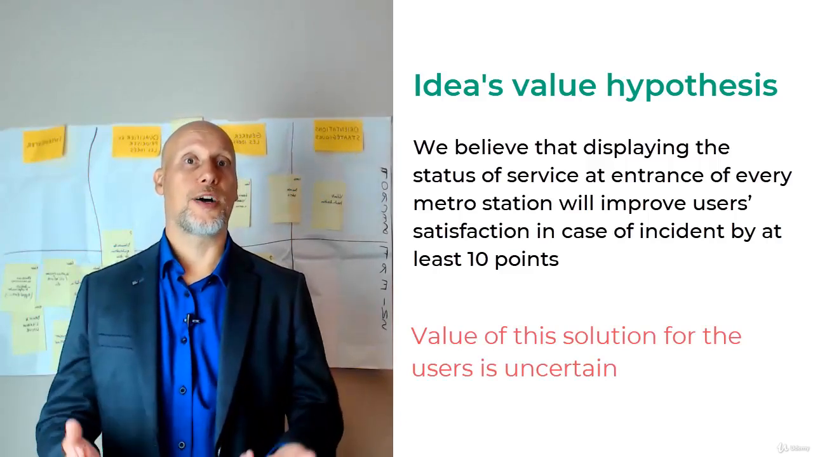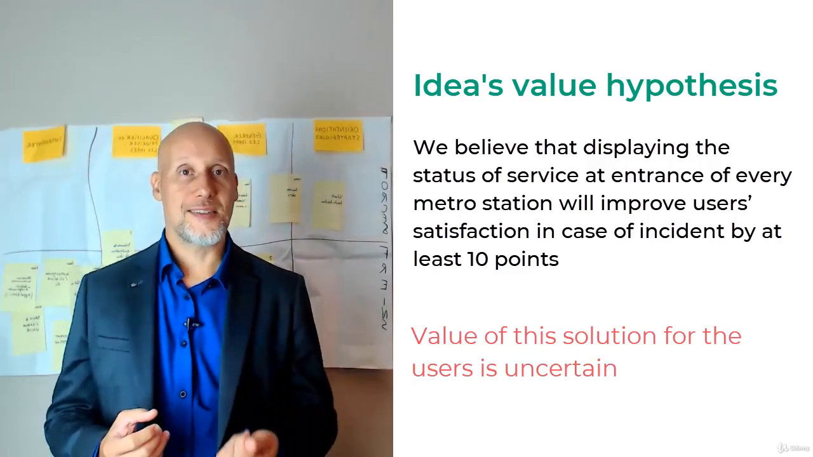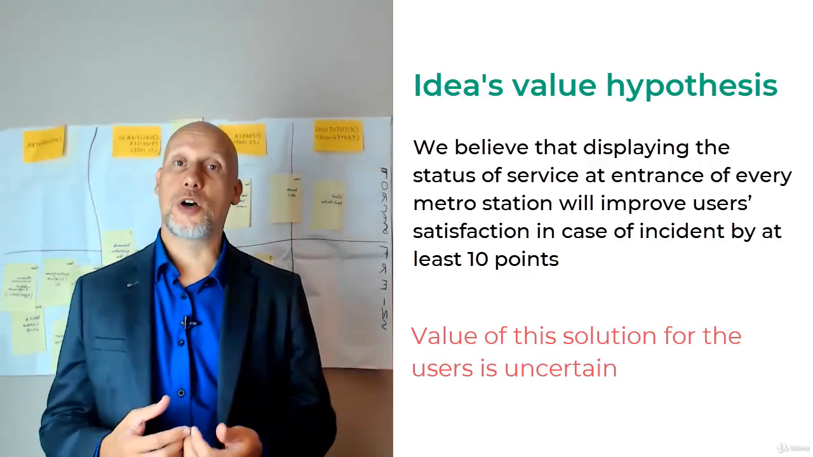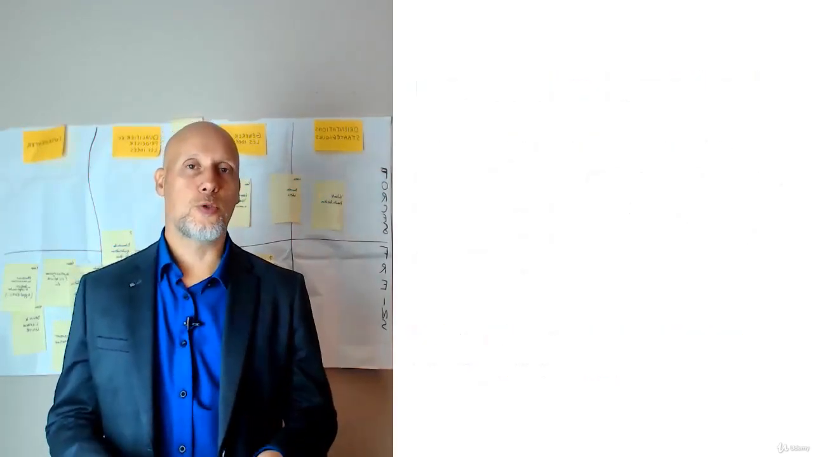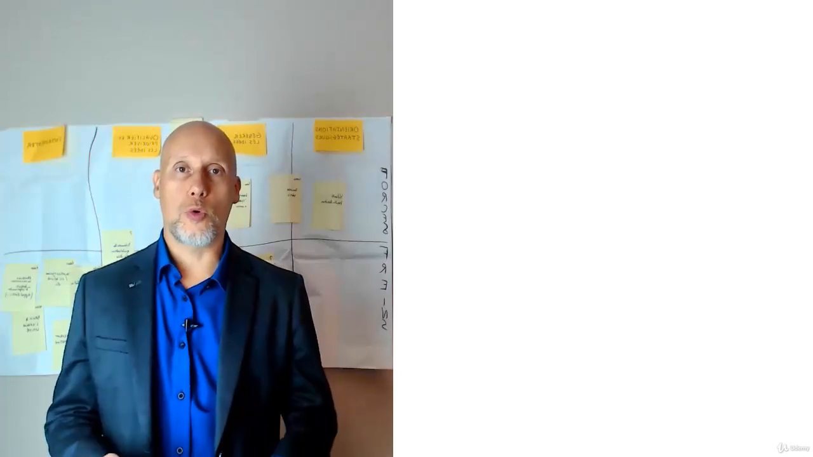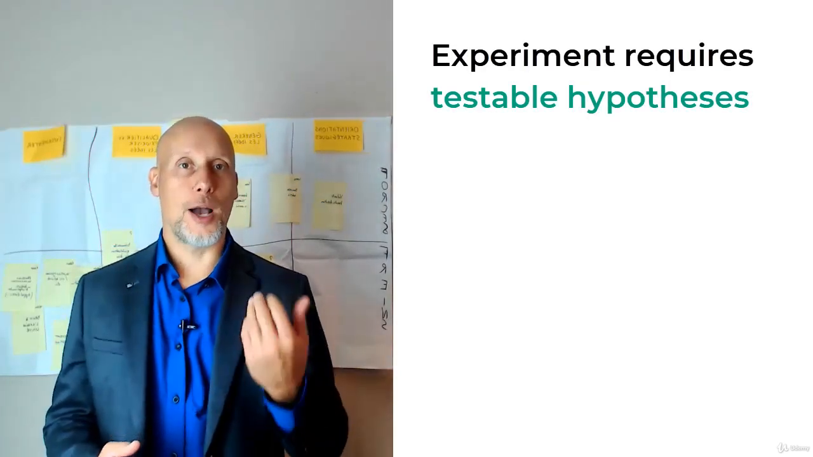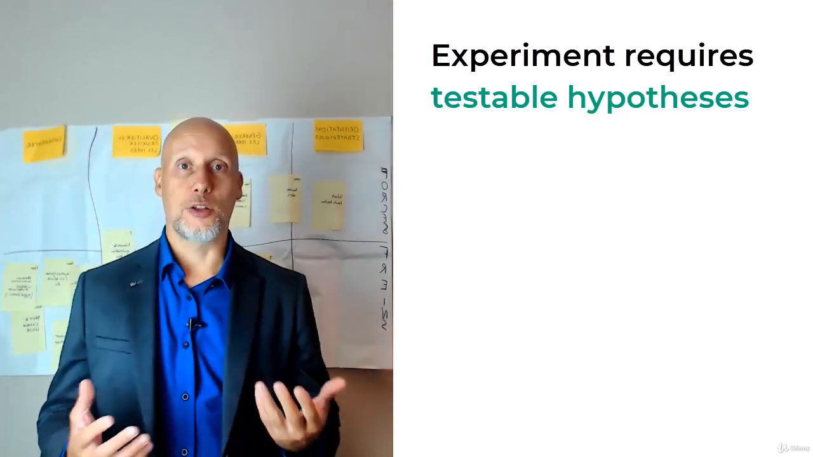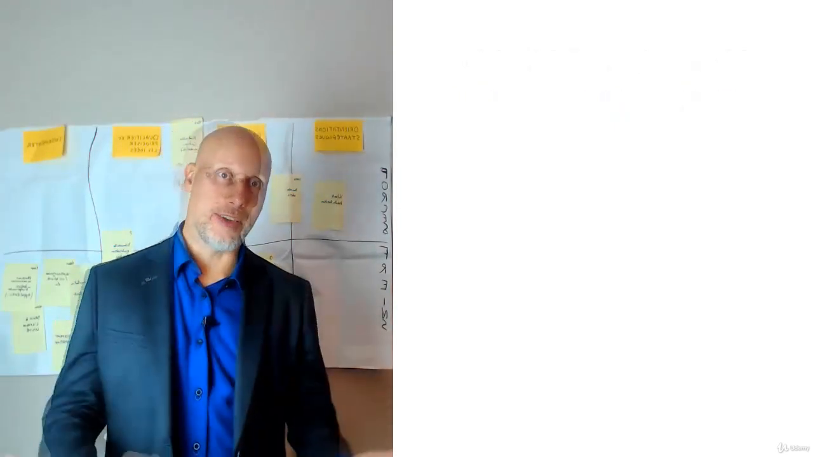So we'd like to find a way to test this value hypothesis fast, cheap, and without generating any risk. An experiment is designed towards typically one or more testable hypotheses, something we can test, because the value hypothesis I showed you cannot be tested beforehand. The only way to test it is to implement everything.